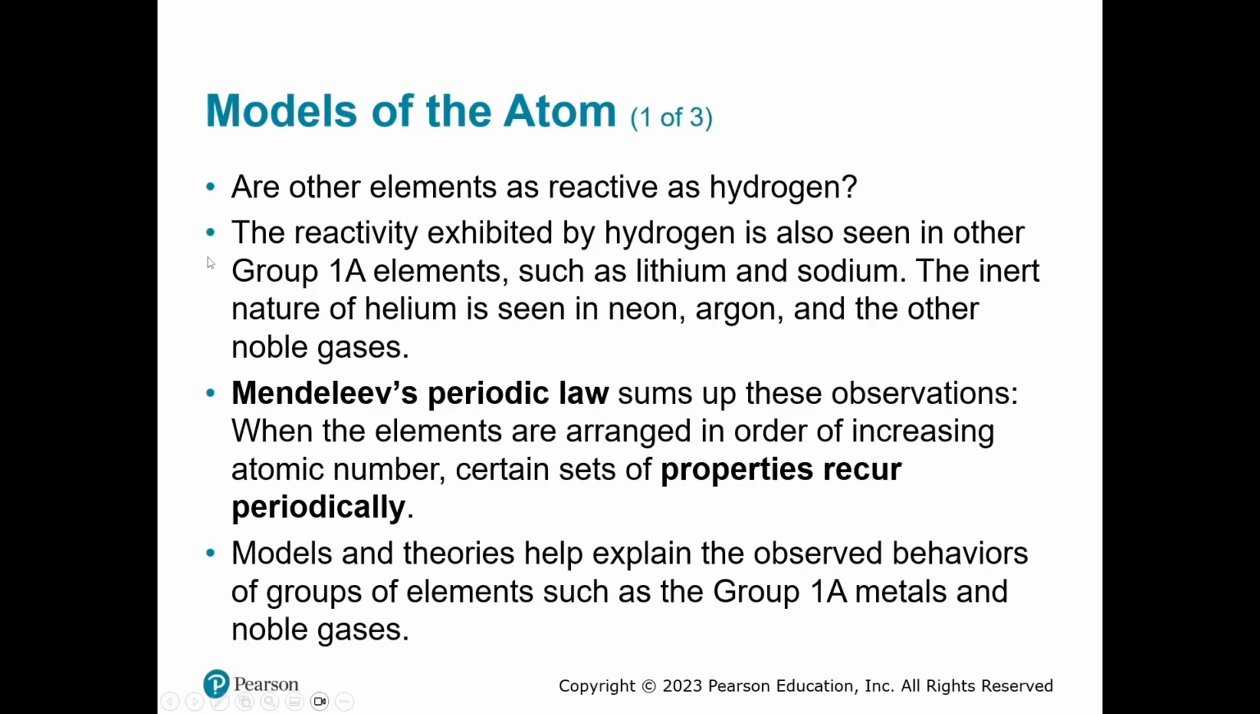So we have various models of the atom. I mentioned Bohr, or not Bohr, but Rutherford and Dalton. We also discussed Mendeleev's periodic law, which grouped things according to their increasing atomic number and their reoccurring properties. We're going to understand a little bit more why those properties are reoccurring based on the electrons and the orbitals.